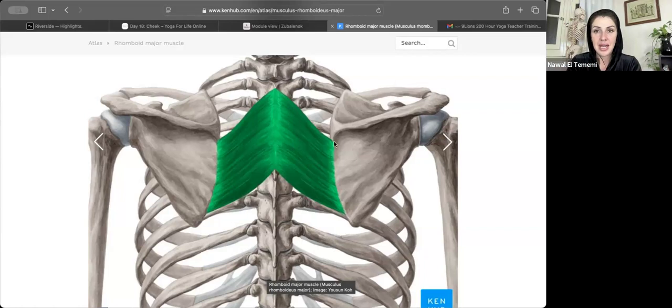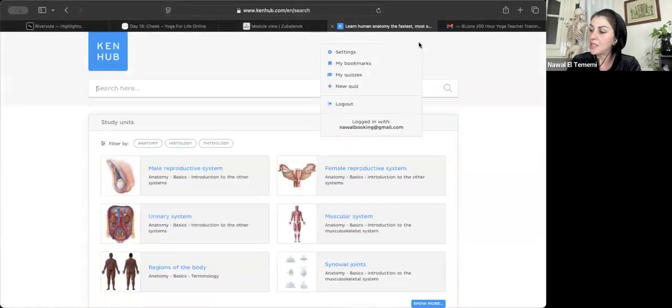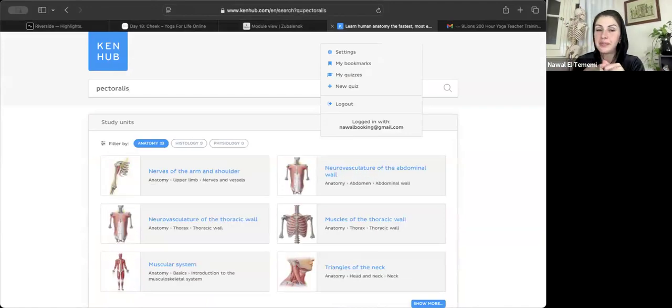So yeah, the rhomboids, often people when they go to upper back massage therapy, they're going for that. And it's hard to get into because it's under. So often people would go for cupping. If you're going for a massage in the rhomboids, you would probably get cupping in that area.